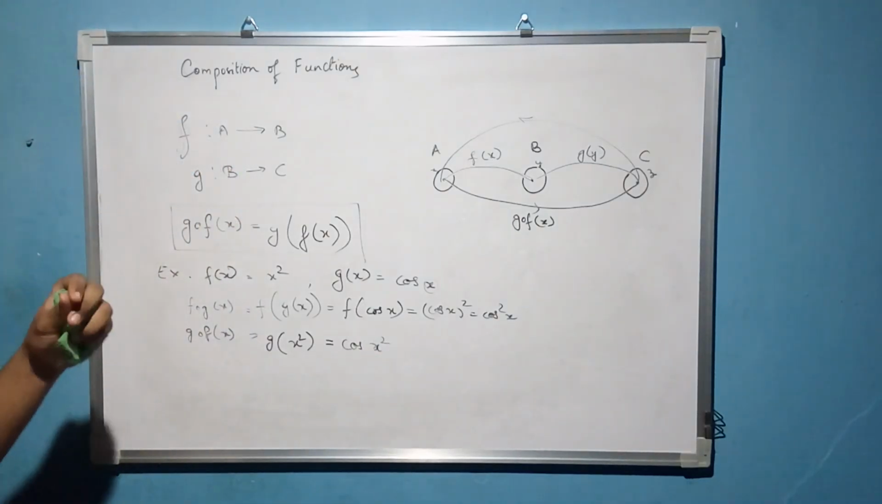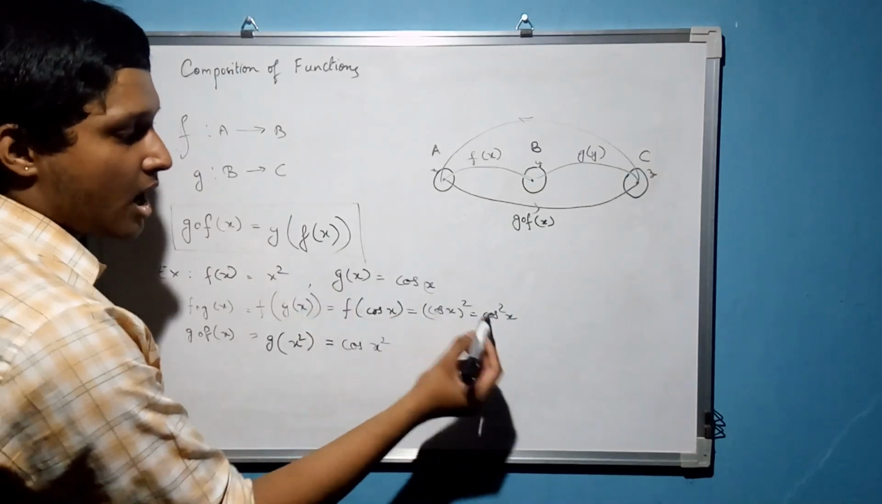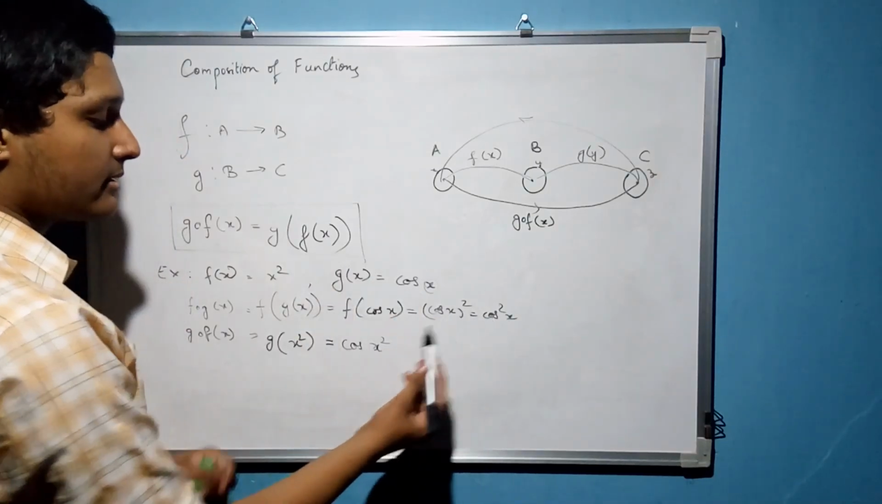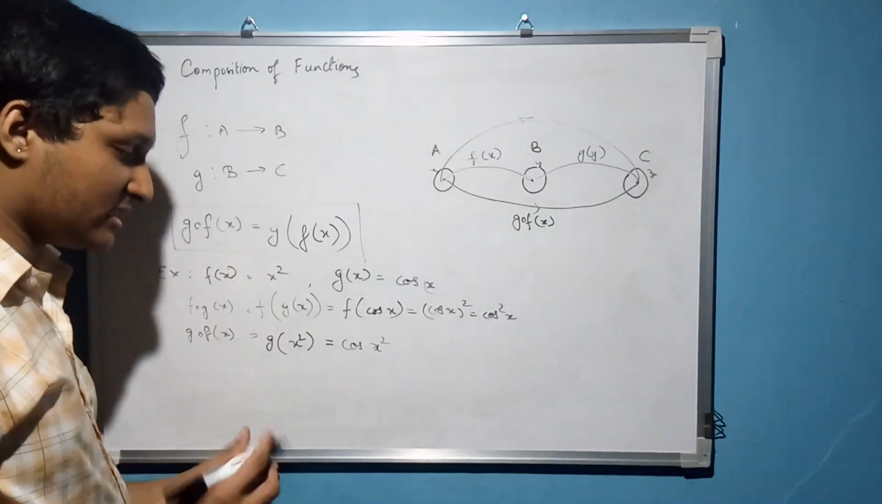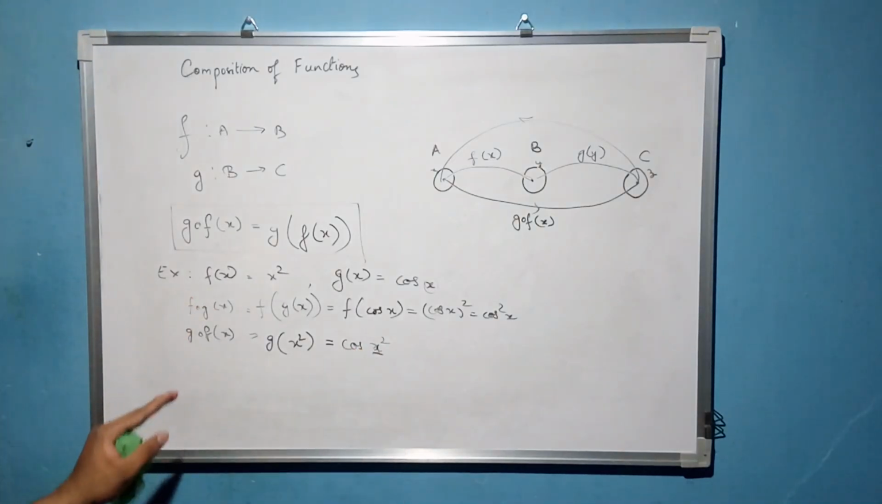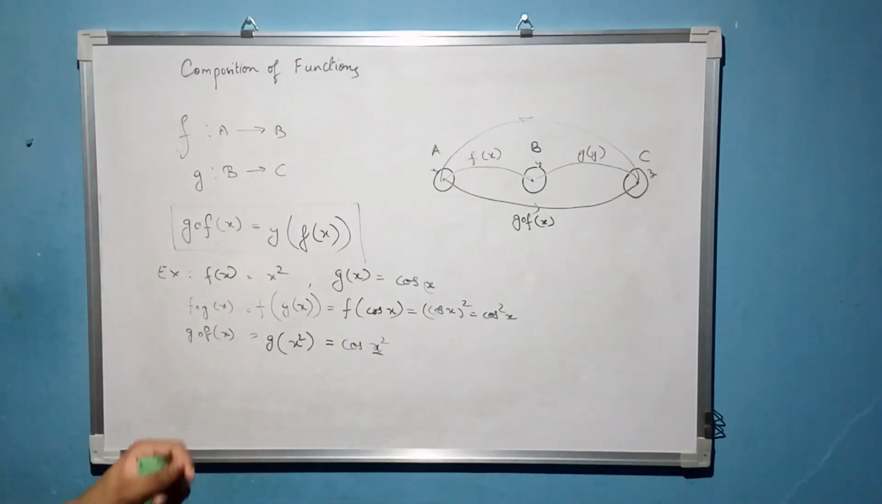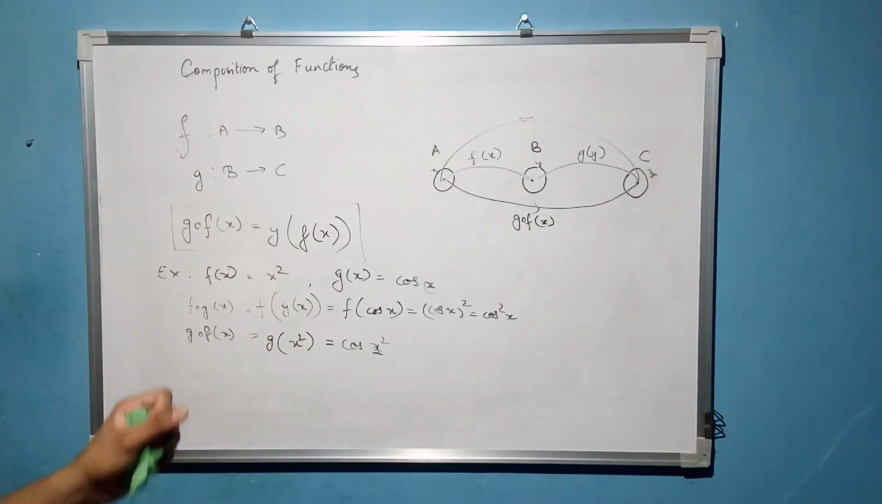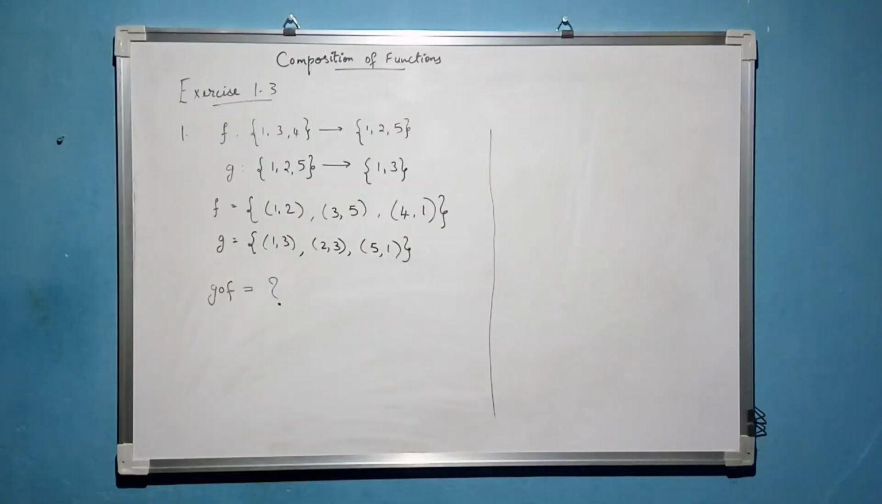Saying this, you may find that they look similar, but it's not the same. Here it is cos x whole square. Here only the angle inside the cos term is squared and not the whole cos term. So this is different and this is different. So whether f dot g and g dot f are the same or not depends on the types of functions. Based on the composition of functions, we have the first question of the exercise.